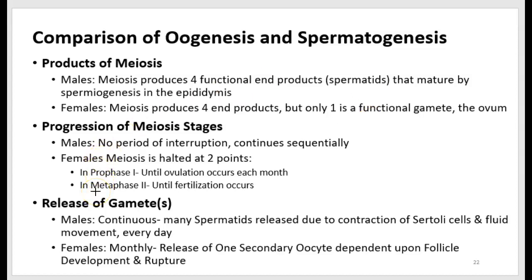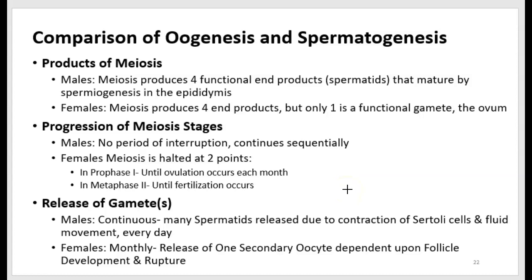And then each month there's the potential that at least a group of these oocytes will undergo meiosis II, but then we have an arrest again. The arrest is in metaphase II, and metaphase II won't continue until fertilization occurs.